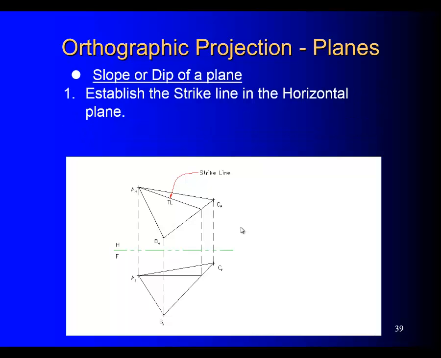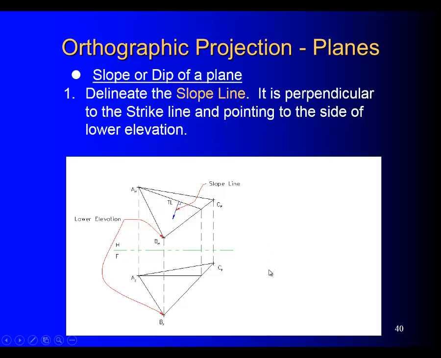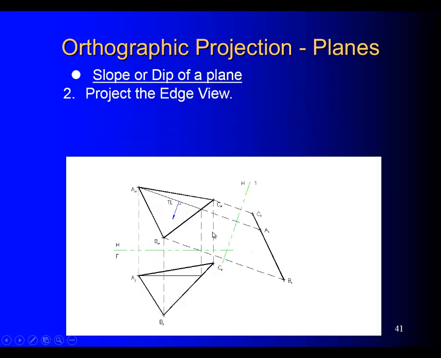So again, after I've got my true length line, now in mine I was able to use one of the edges, but you might have to create that horizontal strike line in the front and then project up into the horizontal plane to get your true length. Then we're going to find our edge view, and then of course we'll find our true length as well. But then our slope is just simply going to be the angle between the horizontal plane and our line.